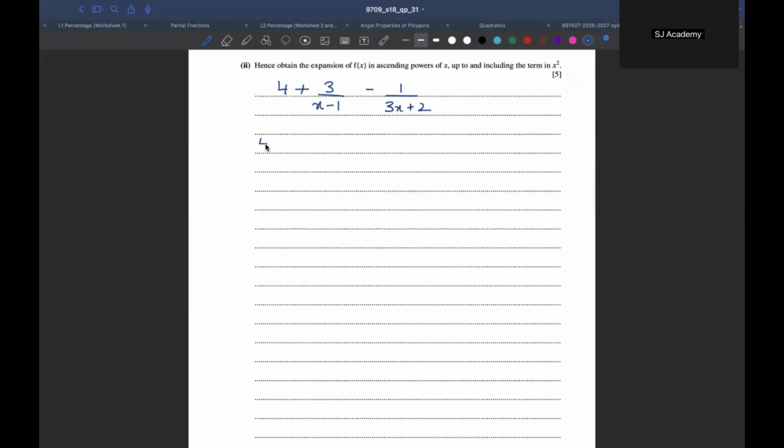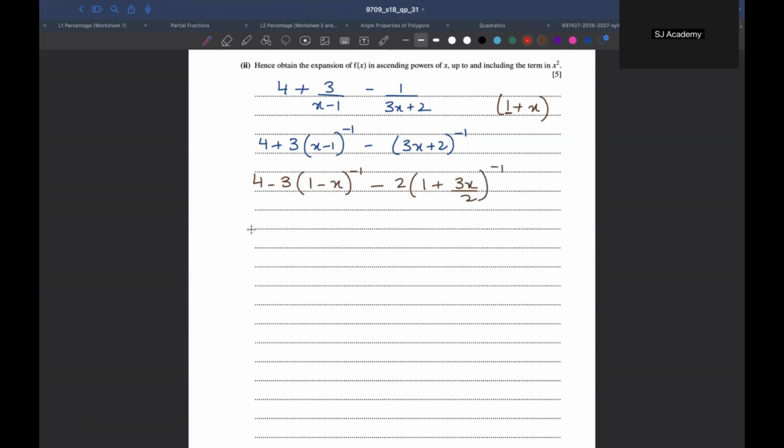We'll first bring x minus 1 in the numerator. So we'll write it as x minus 1 to the power of -1. And this will be 3x plus 2 to the power of -1. Now to expand it, it is better if we have it in the form 1 plus x, if we have the 1 as a positive value. So we can write it as 4 minus 3, and we can write it as 1 minus x to the power of -1. And over here, we can take 2 common, and we can write it as 1 plus 3x upon 2 to the power of -1.